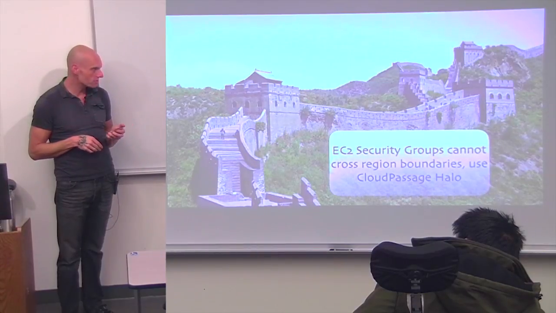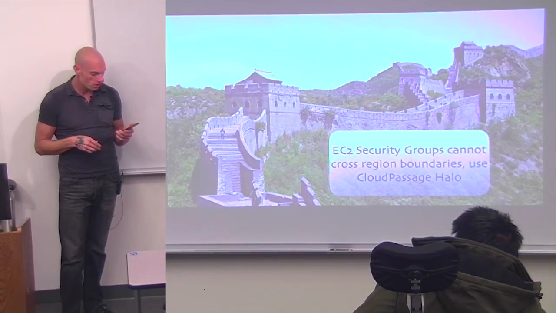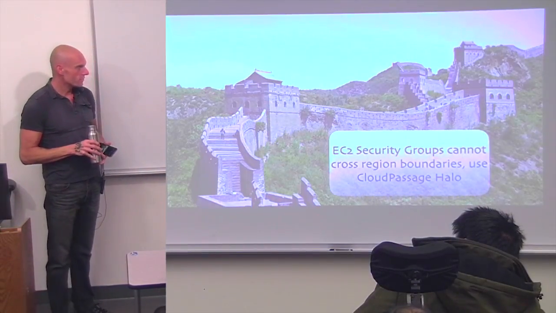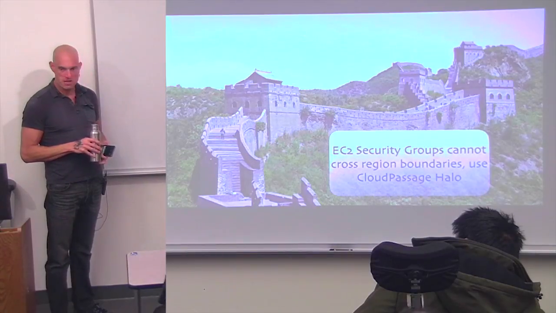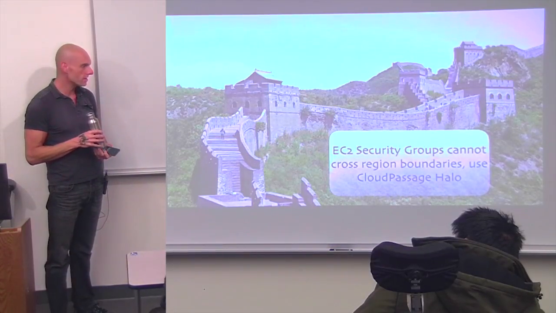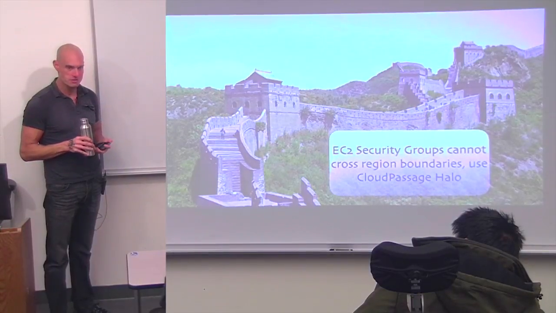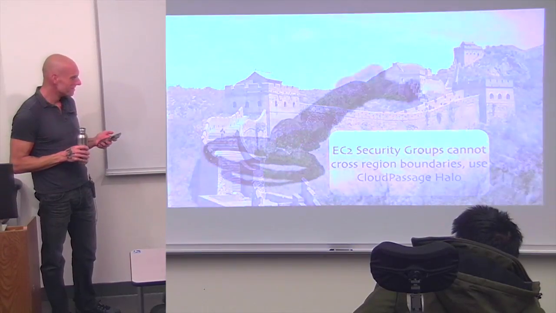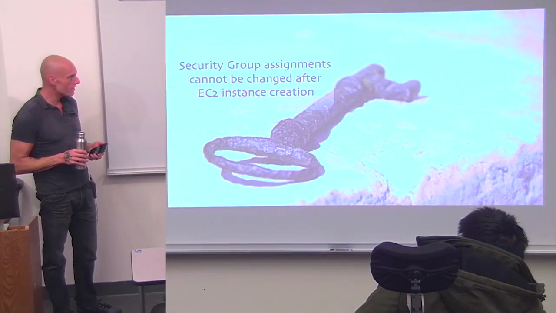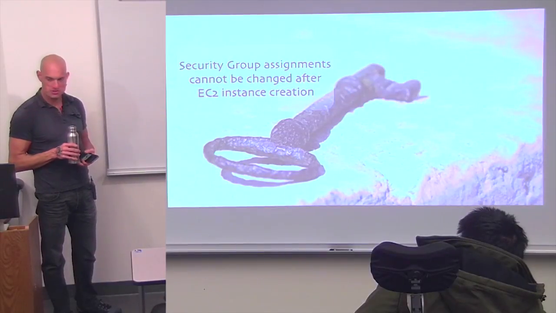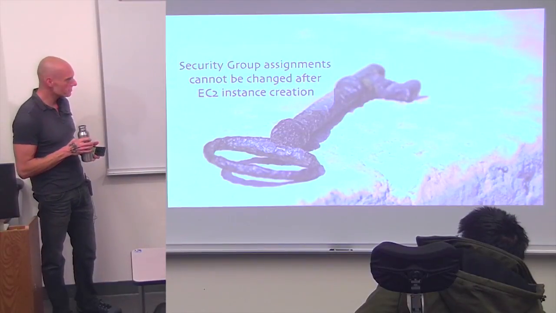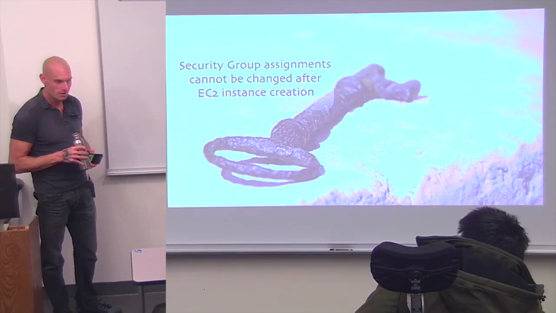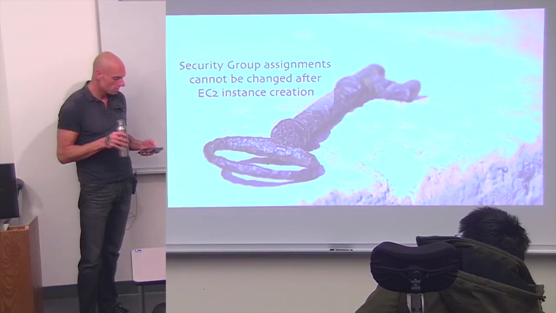So honestly, the best solution is this third-party software called Cloud Passage Halo. And it basically runs an agent on every EC2 instance. And then when an EC2 instance changes IPs, it dynamically adjusts all of the IP table firewall rules on all your other instances to track the change. But it costs money. The other thing is that once you set up a security group on an EC2 instance, you can't ever change it. So if you screw up the security group assignments on an EC2 instance, your only recourse is to terminate the EC2 instance and start over. So just something to be careful about.